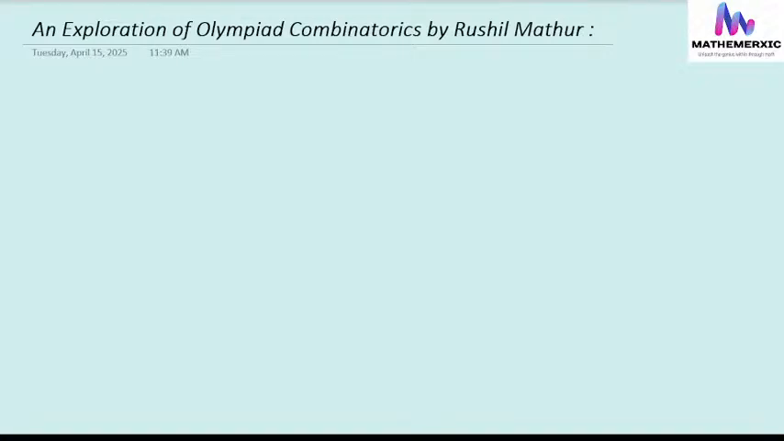So here we will do an exploration of Olympiad Combinatorics by Rozhil Mathur. This book I have taken into consideration, and I will try to discuss this in our discussions.